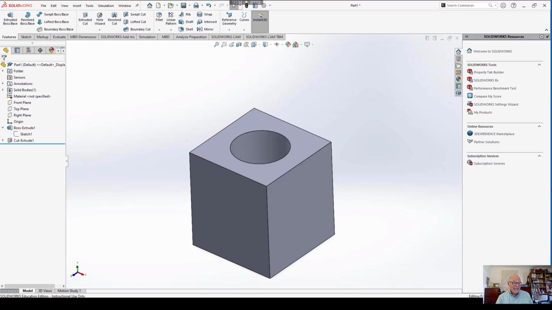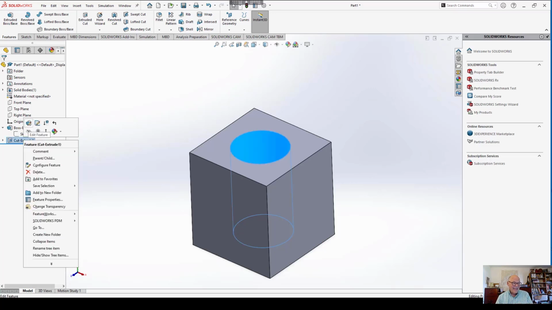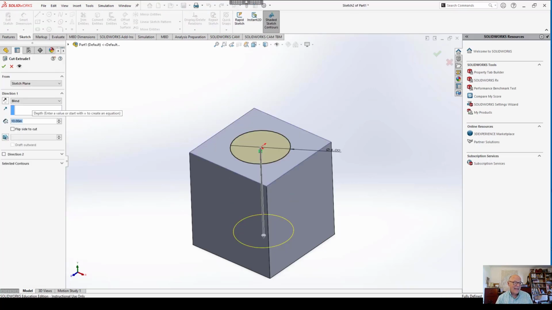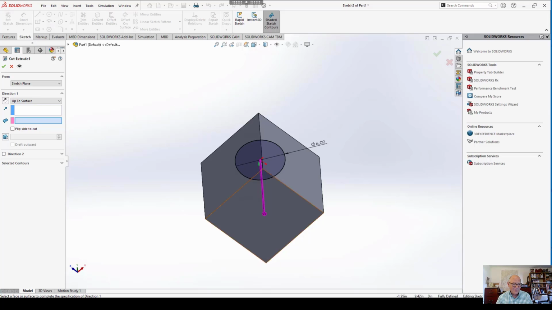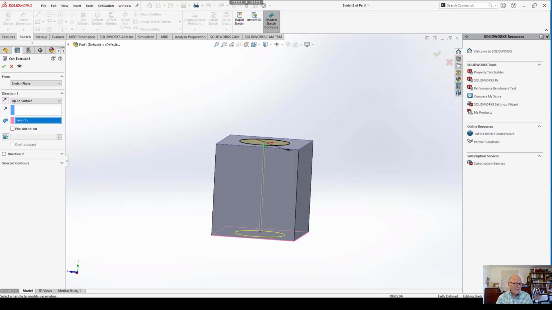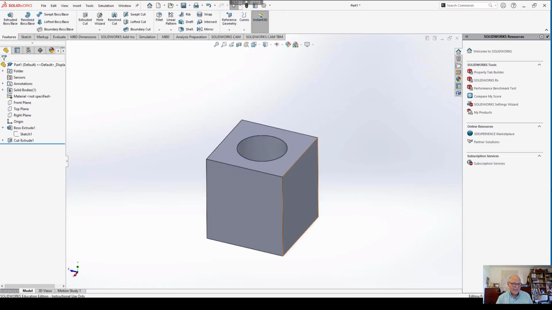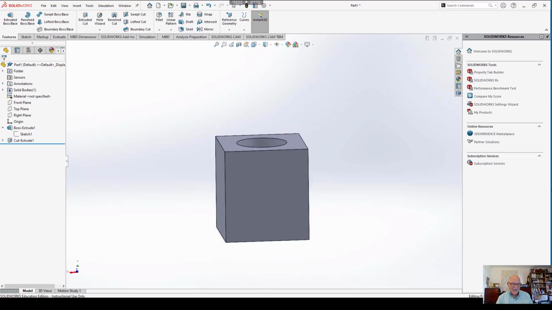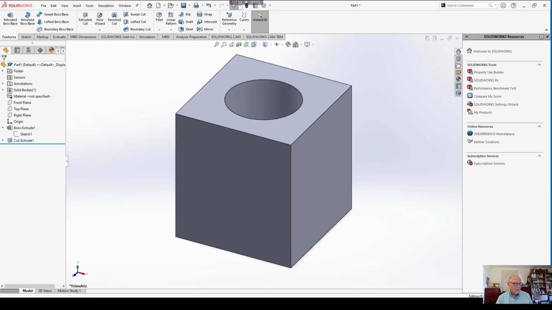Now, had I, instead of cutting 10, said don't go blind, just go up to another surface, I'm editing this now. I can turn this over like that with the middle wheel, pick that bottom and say whatever that bottom does, go up to that surface. So now it's always going to start here and it's always going to end here, so that hole will always go through here no matter what.